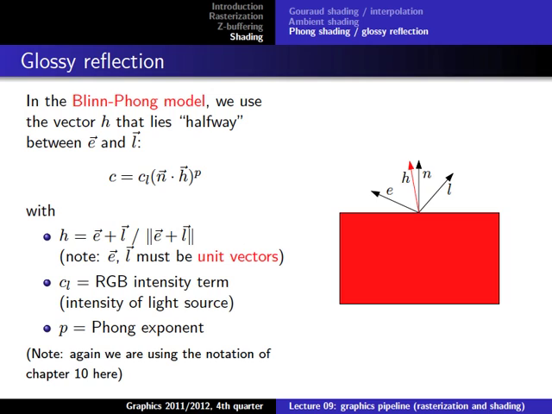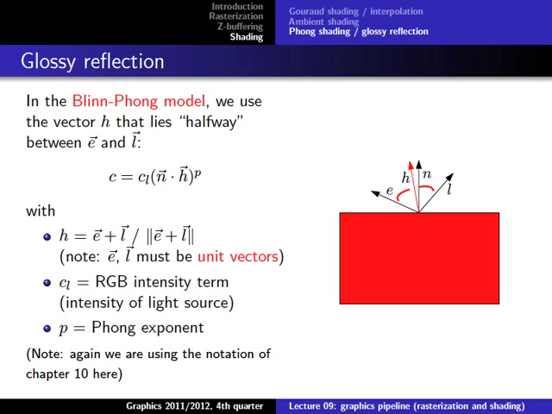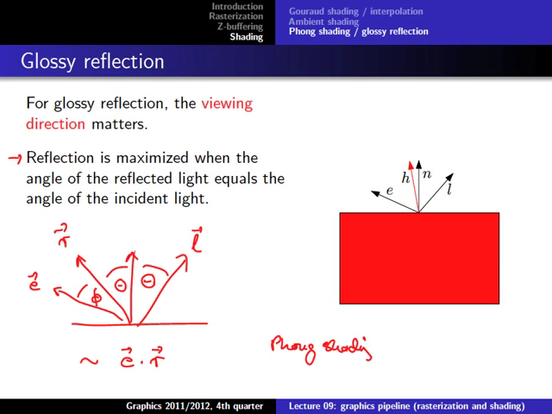The halfway vector is the vector that is exactly in between the light vector and the I vector, so we have the same angles on these two sides here. And then we can see, of course, the vector E is closest to this reflection vector if this vector H is closest to the normal vector, if it points directly in the same direction as the normal vector. So by taking the scalar product of n and h, we get the same relative result as we get here if we take the scalar product between E and R.